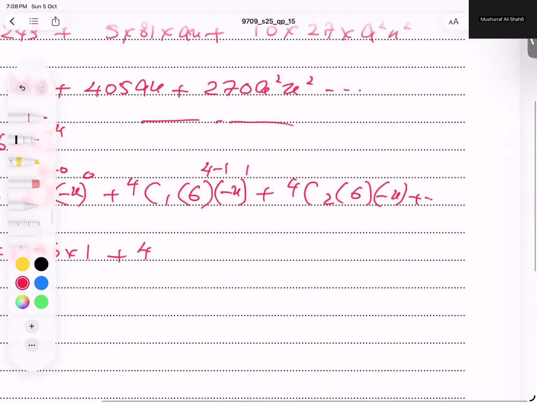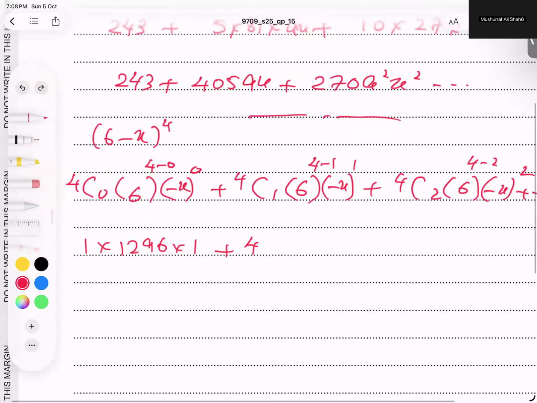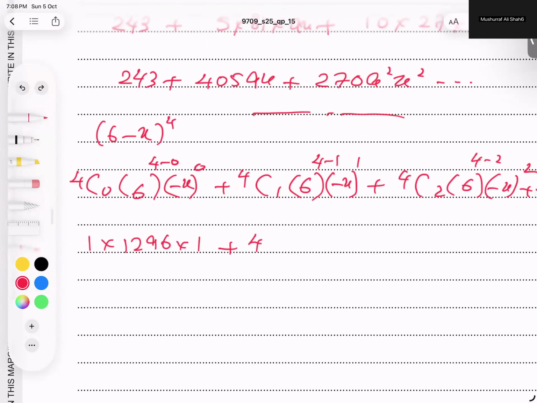Same story here. 4 and 2 difference coming on the top. So 4 minus 2, and 2 comes here. So 4C1 is 4. Clear? And 6 to power 4, I got it. And now 6 to power 3, and that is 216.